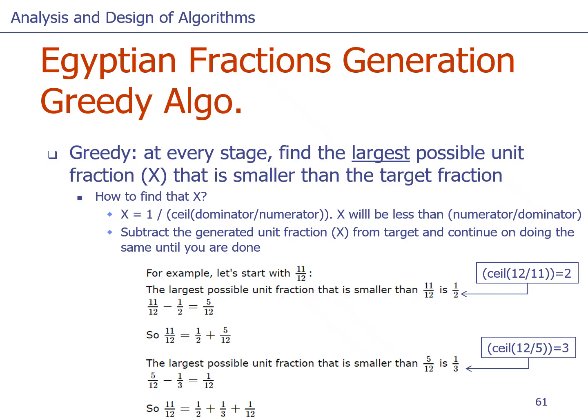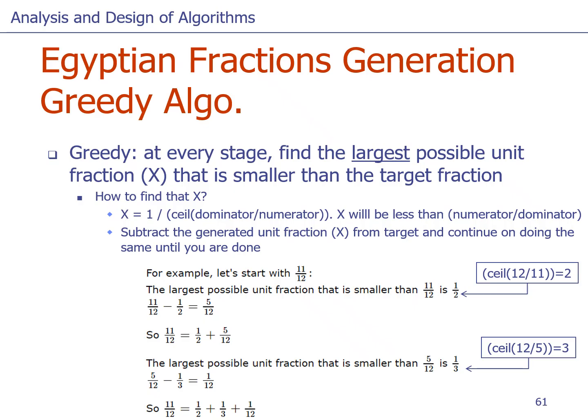And I will repeatedly do that until I am done. So I started with 11 divided by 12. I will flip it, it's 12 divided by 11. I will seal it up, it will end up being a 2, a whole number. Then I will say that my first part of the solution is 1 over 2, which is an Egyptian fraction. Now, I will subtract the half, the 1 over 2, from the fraction I'm trying to target, which is 11 divided by 12. I will get 5 divided by 12.